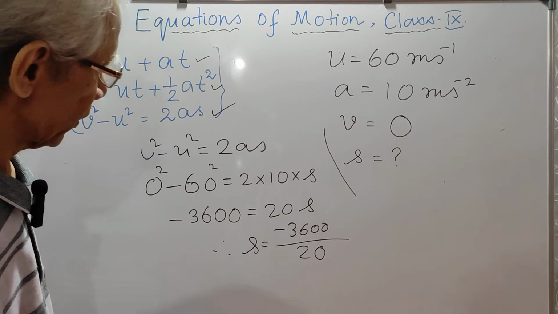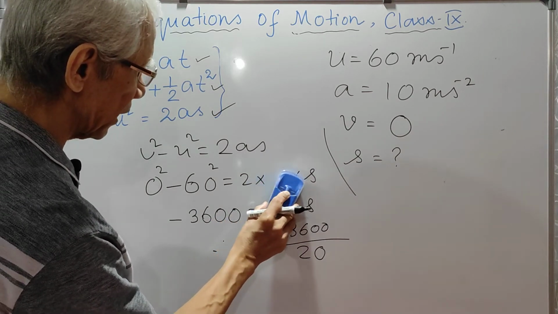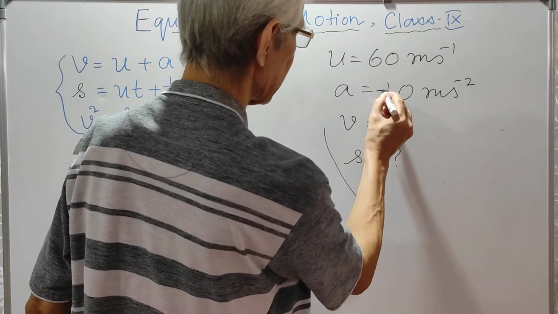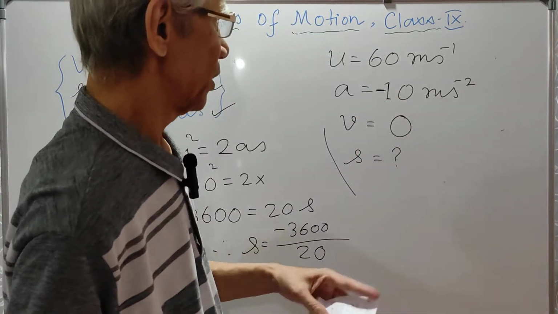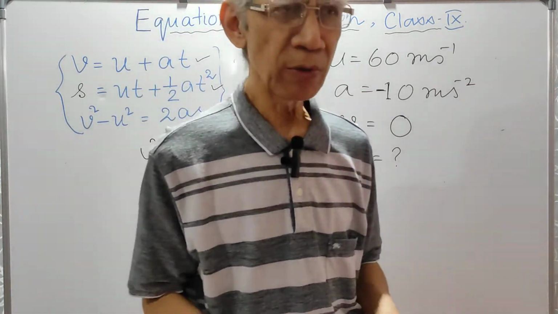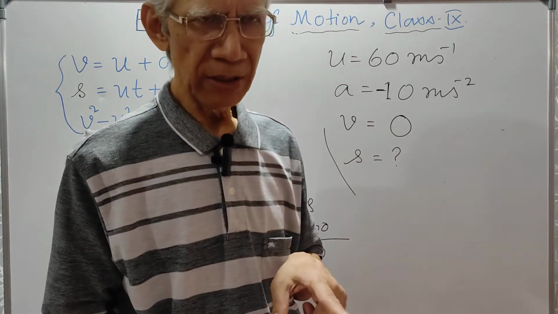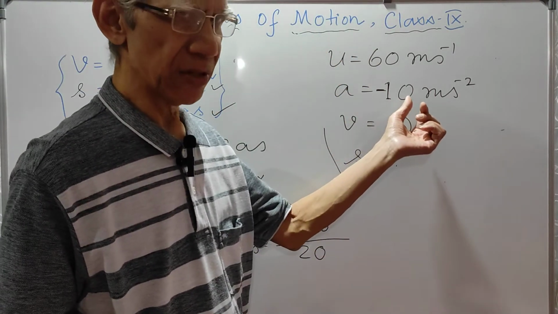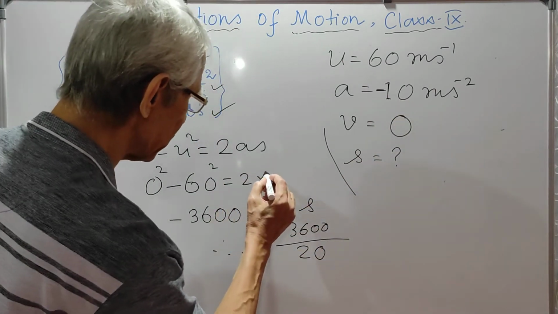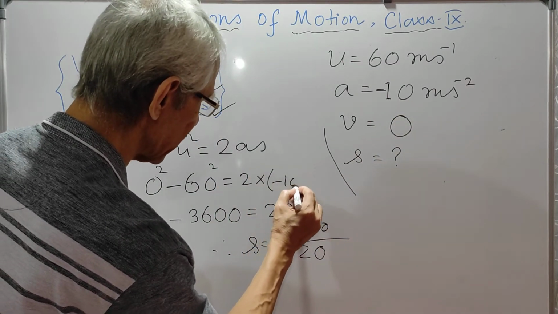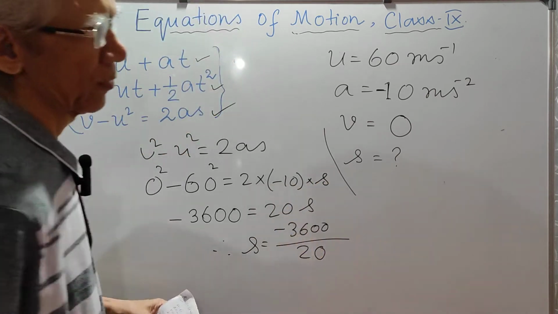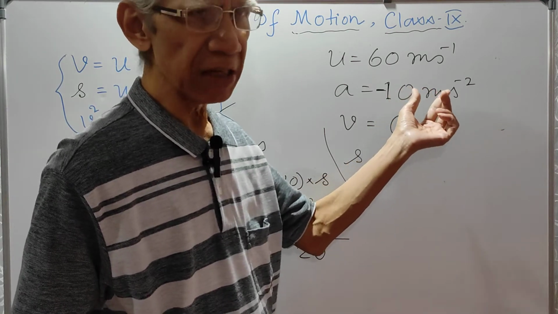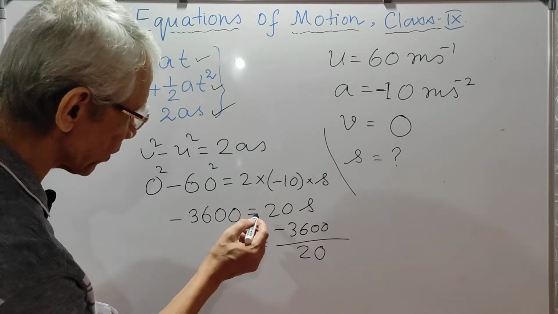One minute, sorry. Here this a, since it is a retardation, a will be minus 10. Yes, see, note it. It is a case of retardation. From the question, what we understand? It is not positive acceleration, but retardation, that means negative acceleration. So the a value will be minus 10. Alright, so here we must put 2 into a, minus 10, then s. If it is a case of retardation, the a value will be negative. Retardation is negative acceleration. So this will be minus 20s.